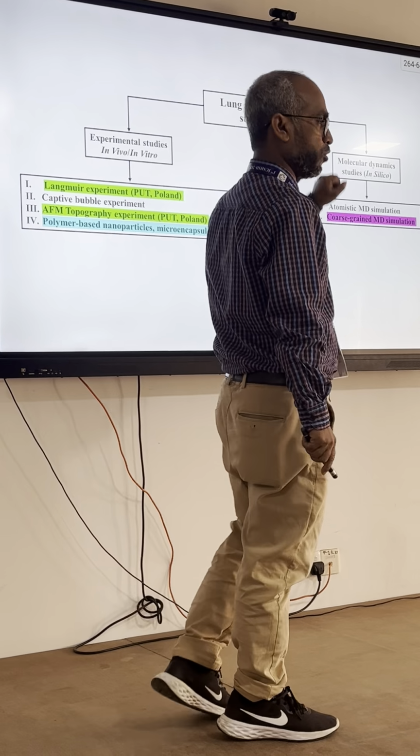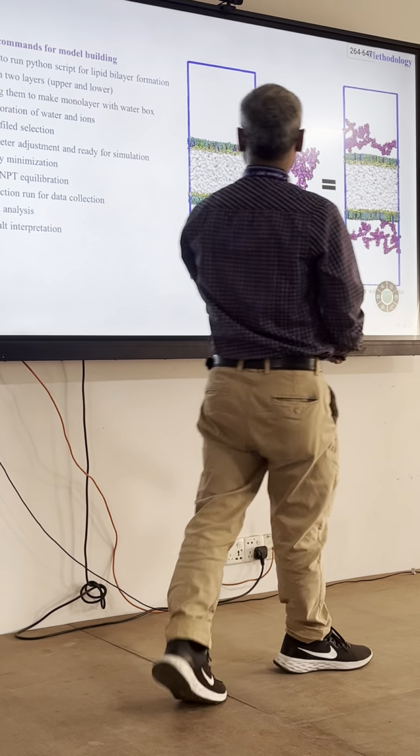So this is the protocol, how I have prepared my model. So this is the model. This model, in the absence of nanoplastics, once we add the nanoplastics, the model looks like this.